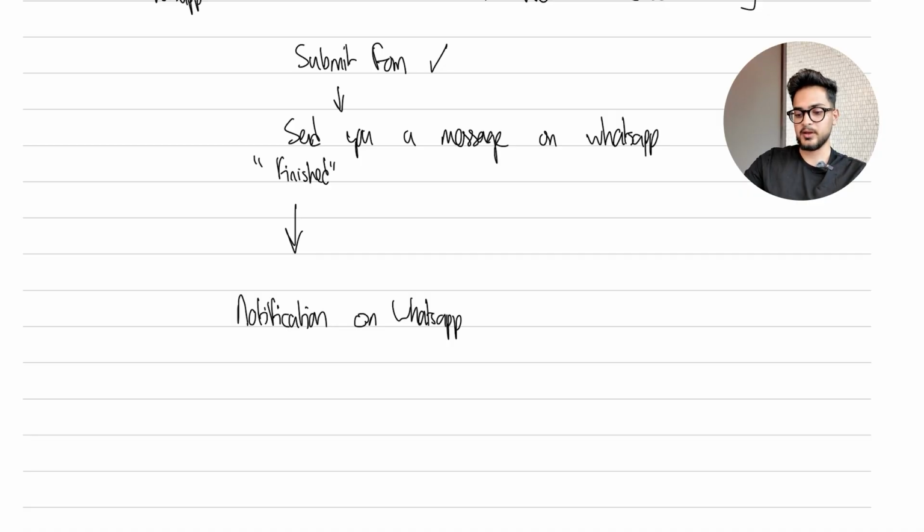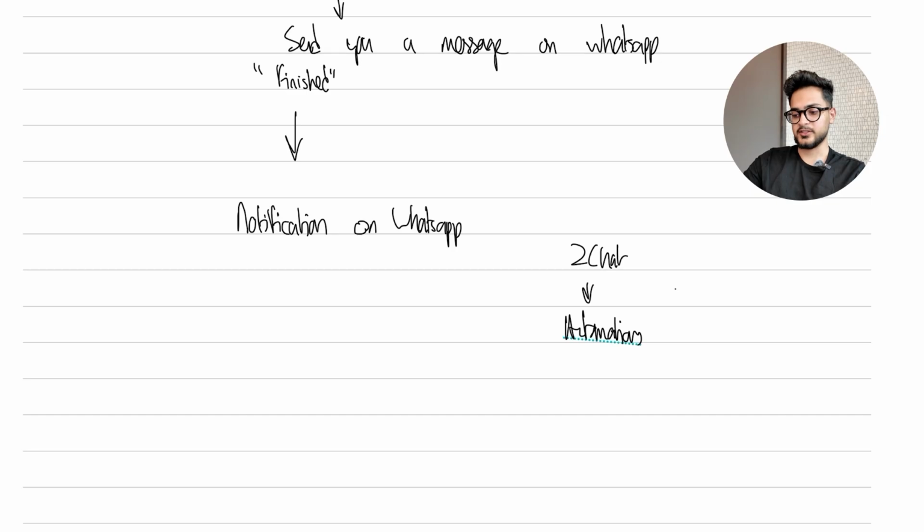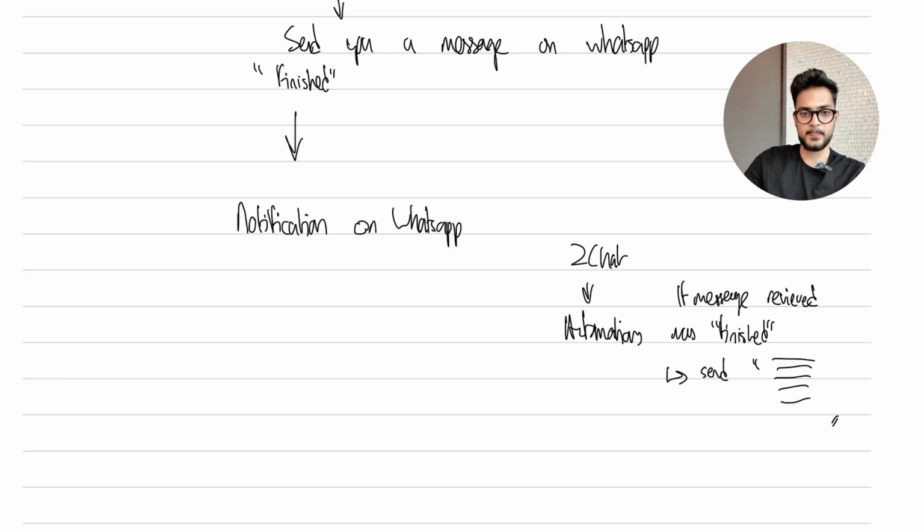So notification on WhatsApp, and then if this is a step you also want automated, another thing you can do is use 2Chat. If you already have WhatsApp, you can sign up with 2Chat, because 2Chat is where you can actually make automations. So literally in 2Chat, you can say something like, if message received was "finished", send, and this is a pre-made message that you've typed over here, gets sent to them.